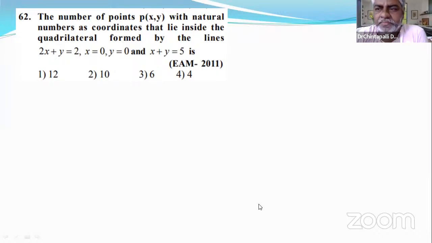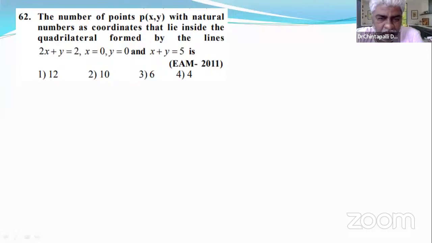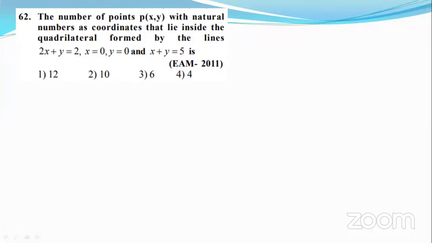Just create this. The number of points, just create and down. Try about this. Yes.